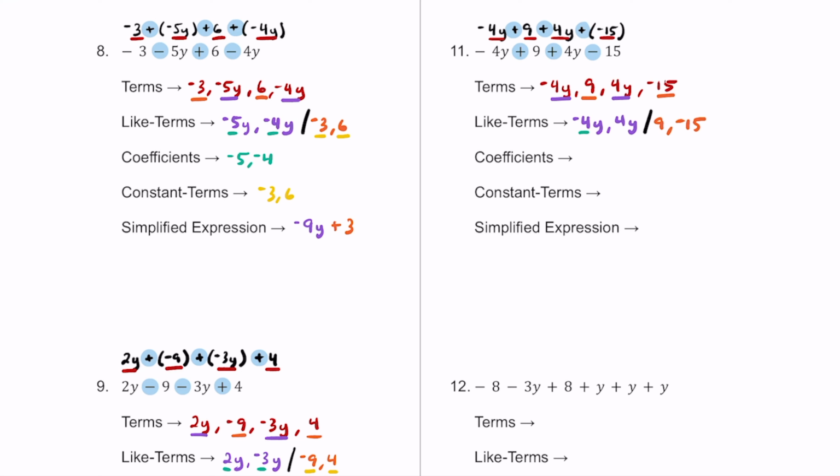Now our coefficients here are negative 4 and positive 4. That's kind of interesting, right? Because our coefficients are actually opposites. They have the same absolute value. And for our constants here, we have 9 and negative 15. So 9 and negative 15.